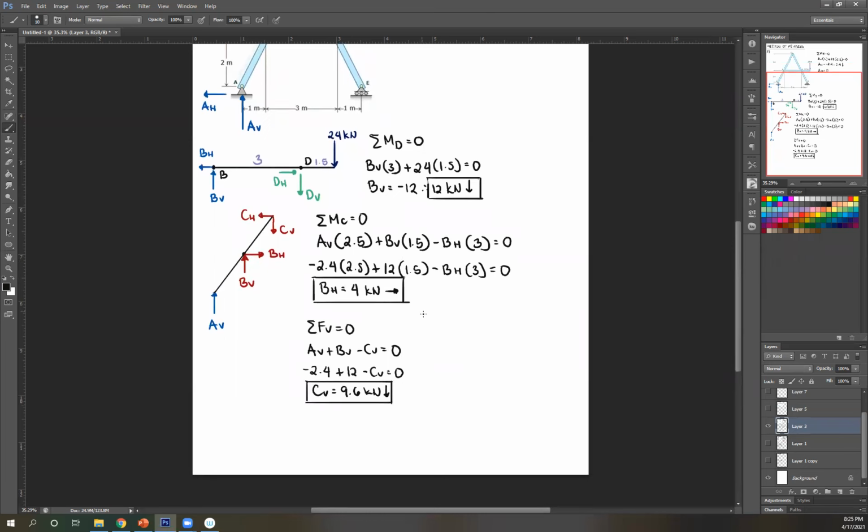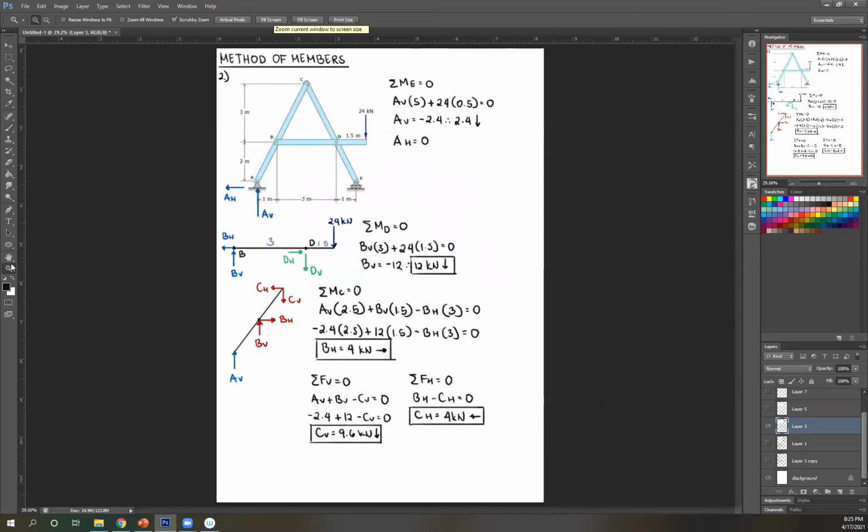Okay, so now I have CV. And then naturally, the next is summation of forces horizontal. So you have BH to the right, so positive BH. CH to the left, so minus CH equals 0. Therefore, CH is just 4 kilonewton. And then positive, therefore correct assumption to the left. Okay. And that's all we're looking for. So that's number 2.